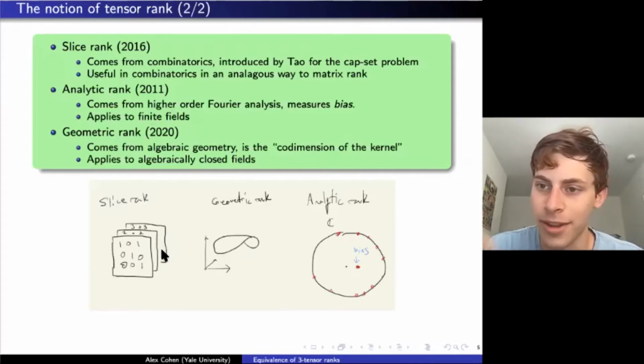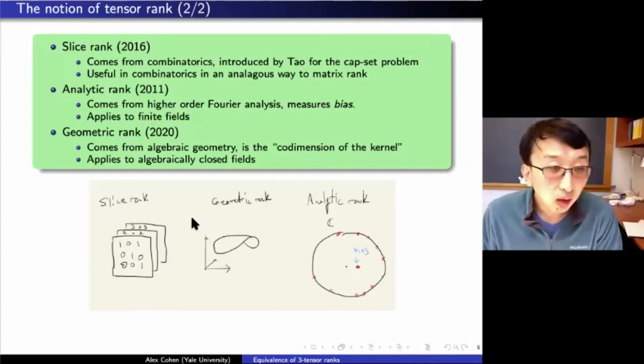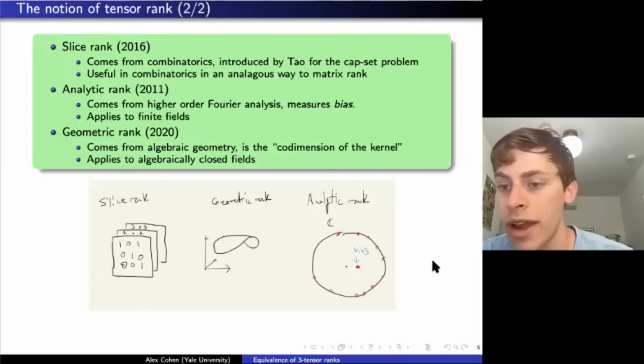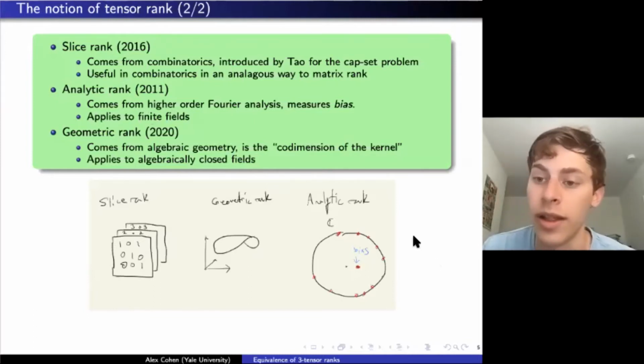Okay, has everyone got the definitions? Can you not define the geometric rank by taking the algebraic closure of the field that you start with? Yes. If you give me a tensor over F5, I can tell you the geometric rank by taking the algebraic closure, and that's what we will end up doing.